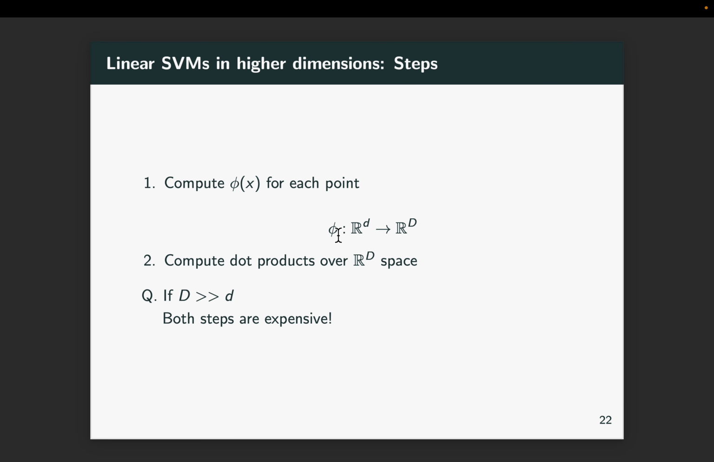The steps I'm repeating: compute phi of x, where phi is a mapping from some lower dimensional R^D to capital R^D. Compute the dot product over the capital R^D space, and often the capital D, the dimension in which you're projecting, is much greater than the original dimension, and both of these steps are very expensive. Whenever we talk about expensive, we are talking about the computational cost.